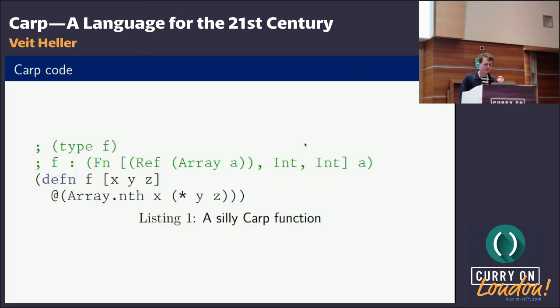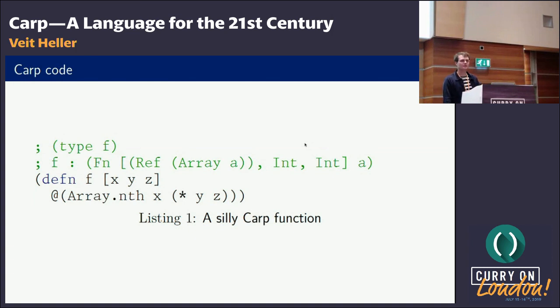And now let's maybe look at some code. So this is a function called f, because I'm good at naming things. I called the function f and the parameters x, y, and z. What we're doing in the function is we're taking the nth element of the array x, where the index of the element is determined by the product of y and z, and then we're going to copy it. That's what the little @ symbol is.